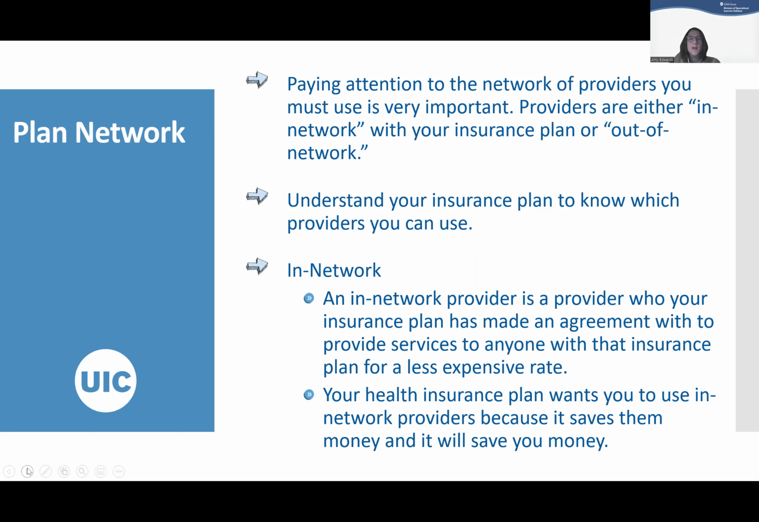Okay, so like we talked about a moment ago, the plan network is very important. Providers like a medical doctor, a durable medical equipment company, or a pharmacy are either in network with your insurance plan or they are out of network. So depending on what type of insurance you have, you may only have in-network benefits available to you, like we showed with the HMO plan. This means that you have to get all of your care at an in-network provider for your insurance to pay. If you were to go to an out-of-network provider, your insurance probably will not pay for any of it, and you would be responsible for the full amount.